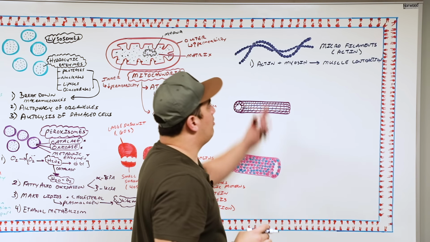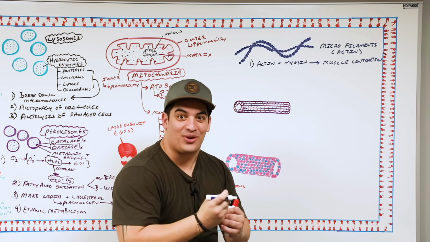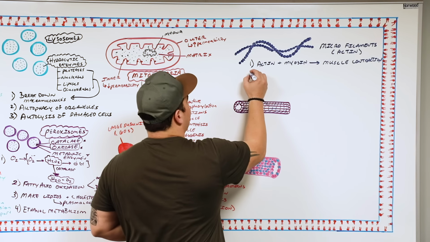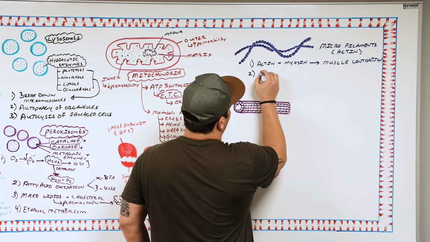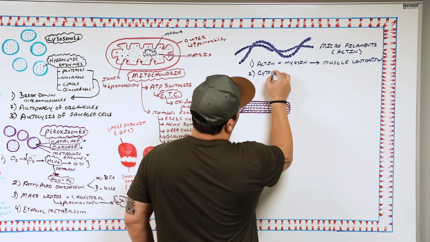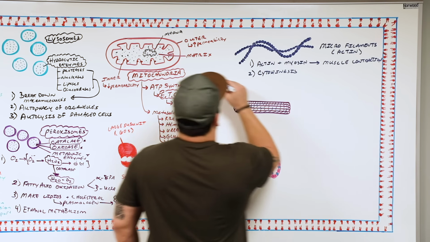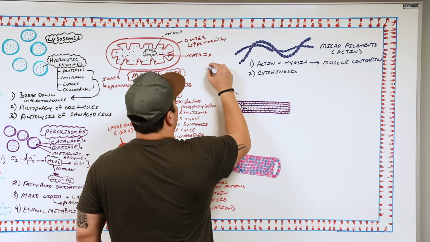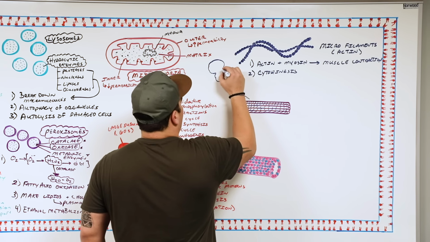So one thing I want you to remember with the microfilaments or actin is that if it's associated with myosin, it can be involved in contraction. The second thing, in a cell, there's a process called cytokinesis. When a cell is undergoing mitosis, let's say here I had a cell that was going to become two cells. So here we had one cell that's becoming two cells.